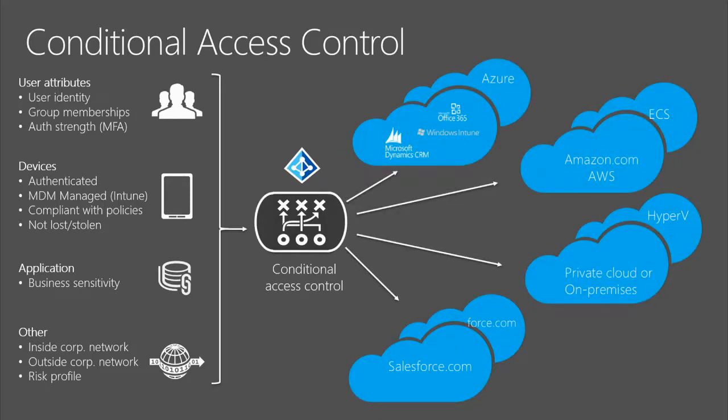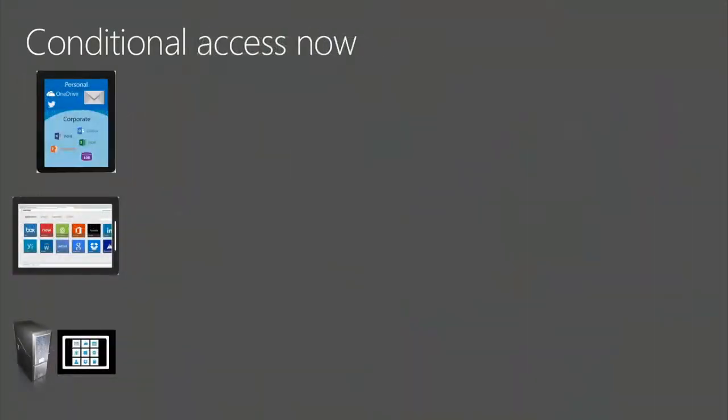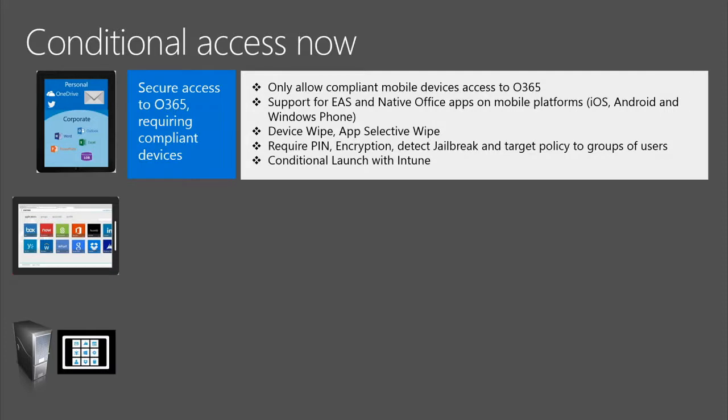How does this work? You set up the conditions into rules and apply them to specific applications, as you've seen in the demo, and you're done. Under 5 minutes. Conditional access today has a few sets of features available already in production and preview.